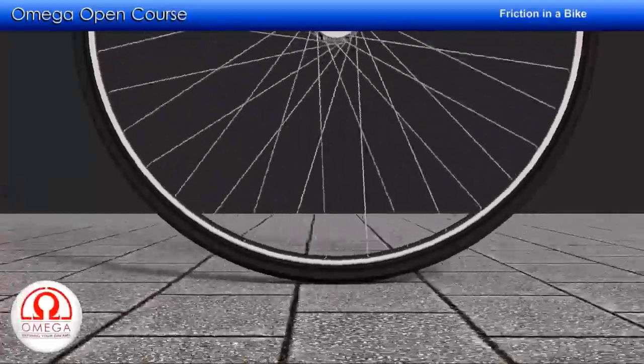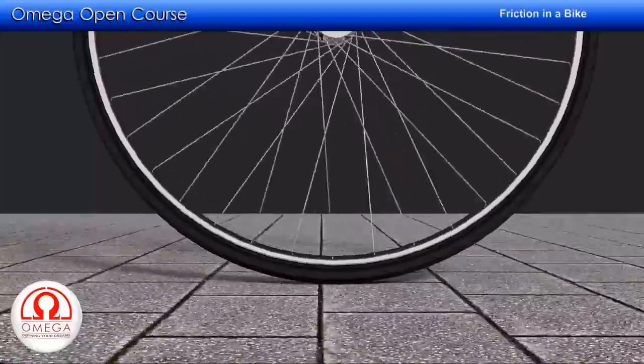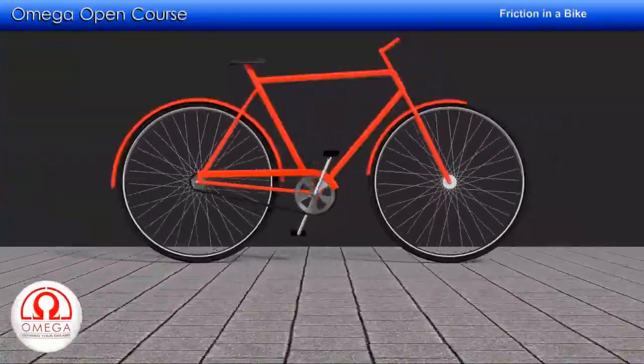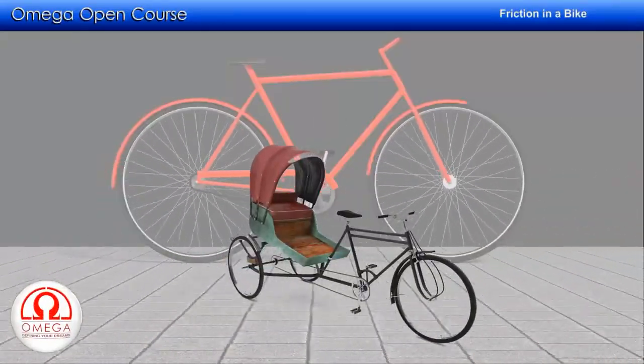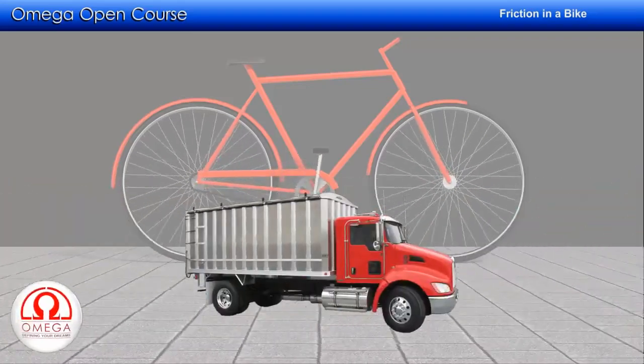Thus, when you drive a bicycle, the friction acts in forward direction on the rear wheel and in backward direction on the front wheel. The direction of friction is the same for any vehicle in which you or the engine rotates the rear wheel, like motorcycle, rickshaw, auto rickshaw, rear wheel drive car, bus, truck, etc.